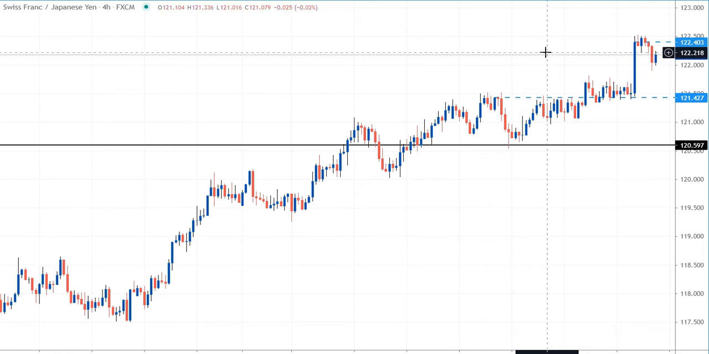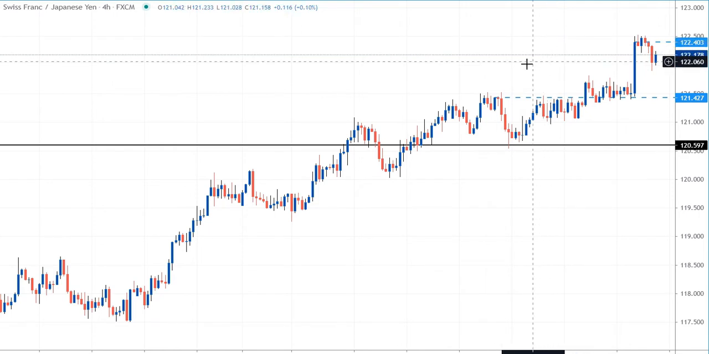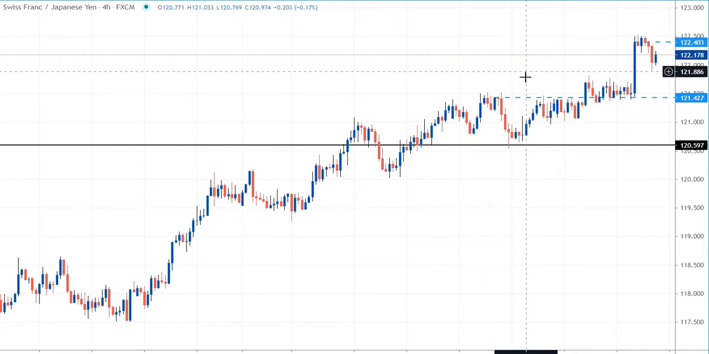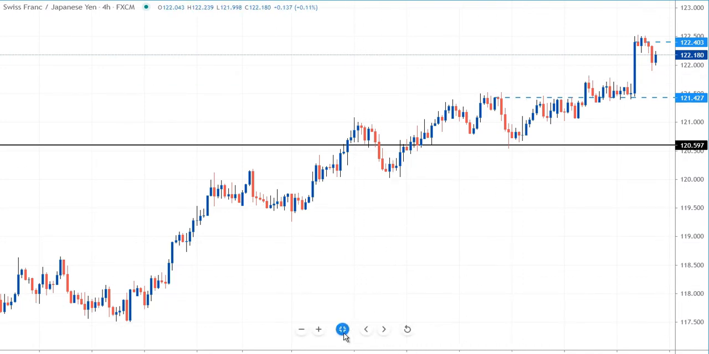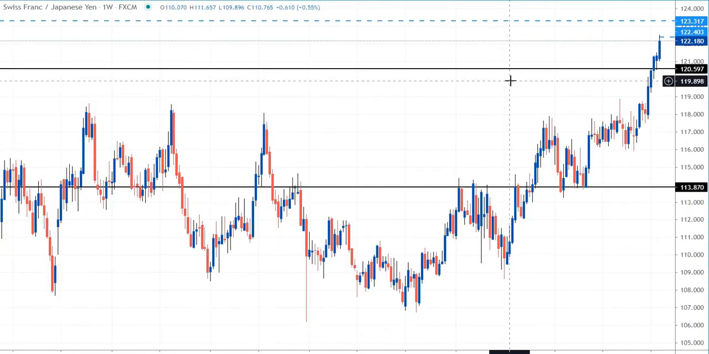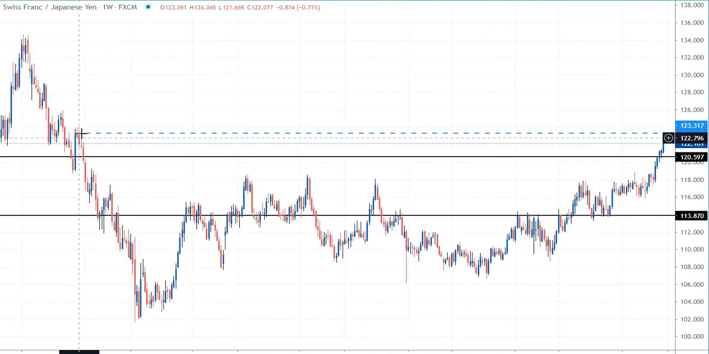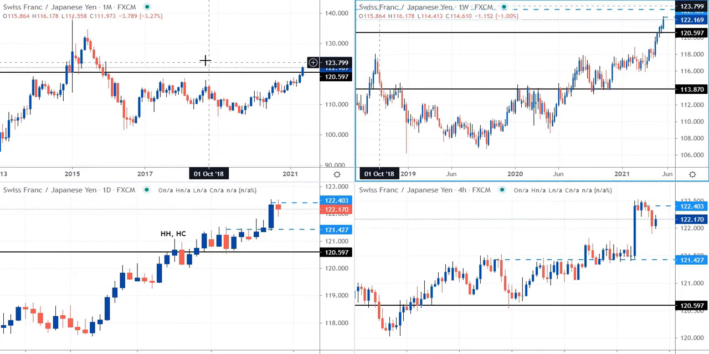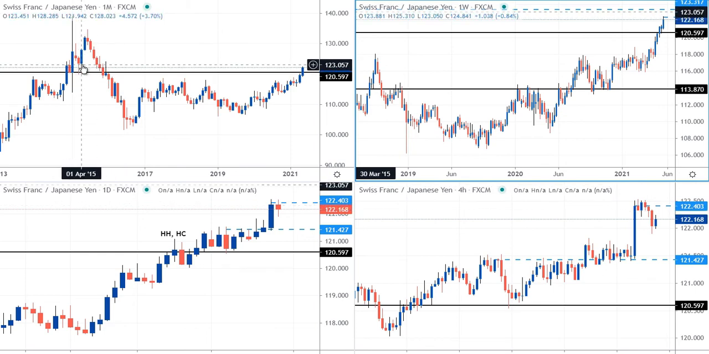Okay, and by the way, the final target for this trade is up at about 123.30. Let me just show you that level here, 123.30, which is, let me bring the weekly chart up here, right here on the weekly chart. Which also, let me just show you that on a monthly chart. That level is right here on a monthly chart.